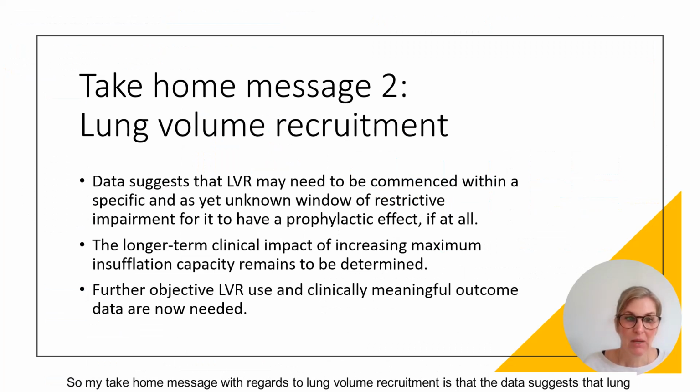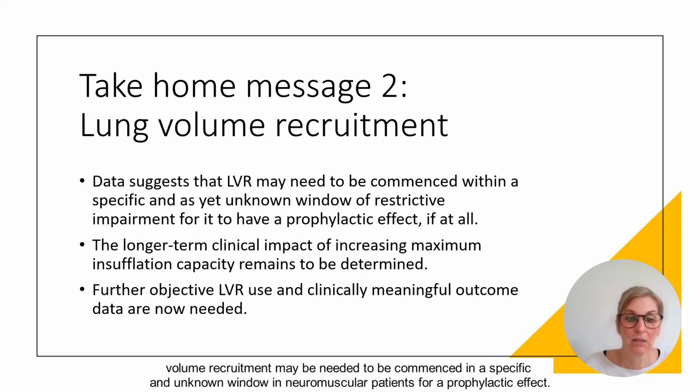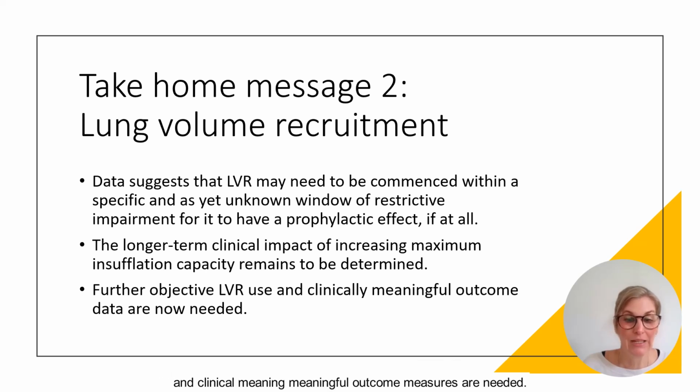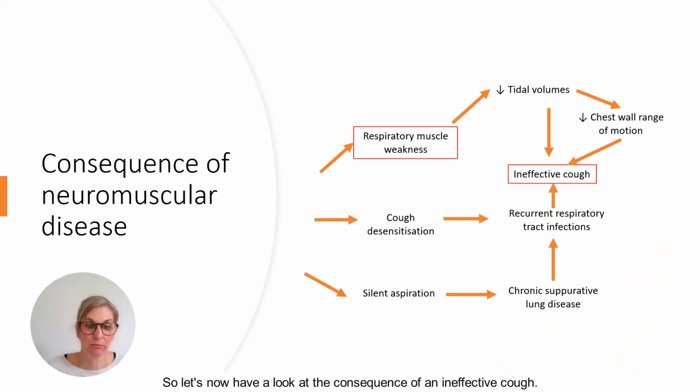So my take-home message with regards to lung volume recruitment is that the data suggests that lung volume recruitment may be needed to be commenced in a specific and as yet unknown window in neuromuscular patients for a prophylactic effect. The longer-term clinical impact of increasing maximum insufflation capacity still remains to be determined, and further objective lung volume recruitment use and clinically meaningful outcome measures are needed.